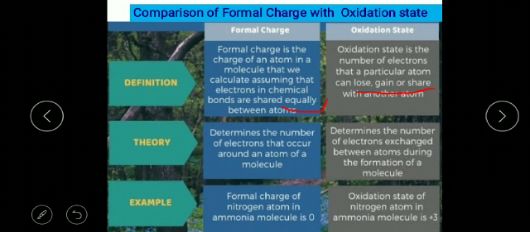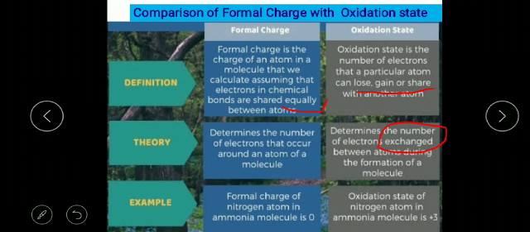Then in theory, formal charge determines the number of electrons that occur around atoms, which gives an idea about the whole number of electrons. Whereas oxidation state determines the number of electrons exchanged, which gives an idea only about the exchange that occurs during the reaction, whereas formal charge gives the total number of electrons.